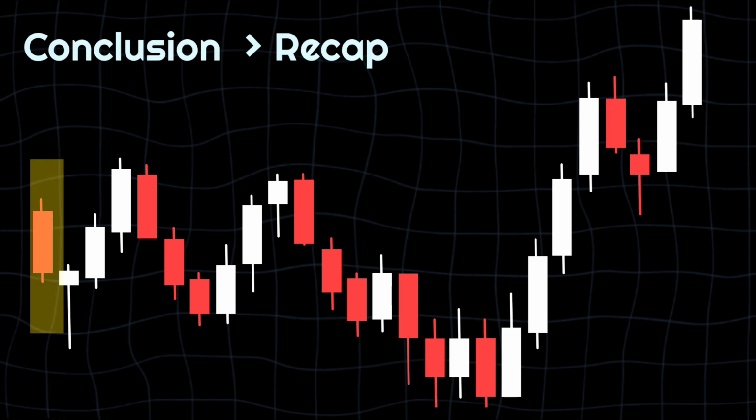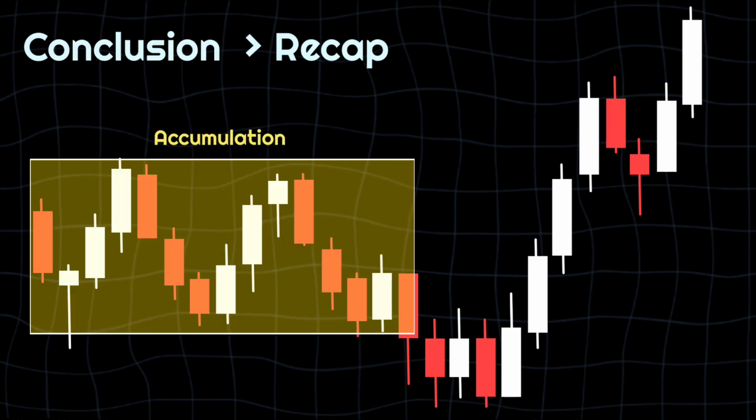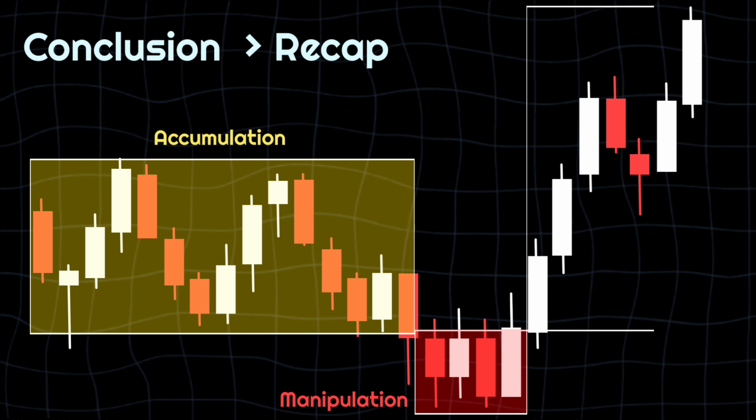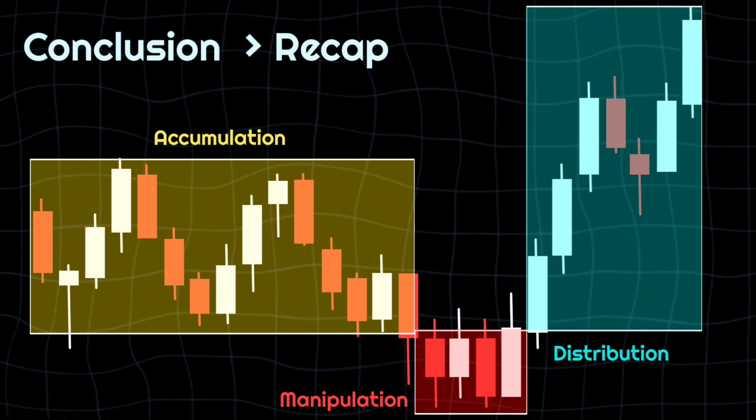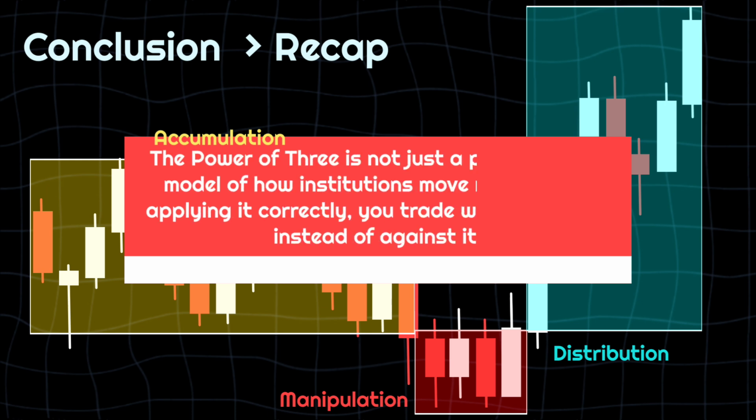Conclusion. To recap, accumulation builds liquidity. Manipulation clears that liquidity. Distribution delivers the true move. The power of three is not just a pattern, it's a model of how institutions move markets. By applying it correctly, you trade with order flow instead of against it.